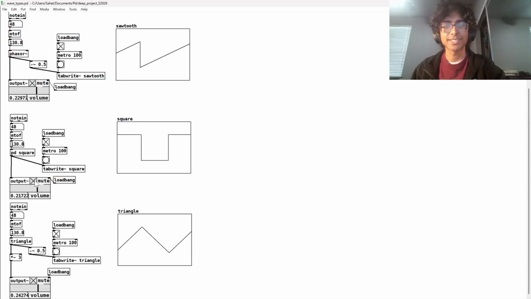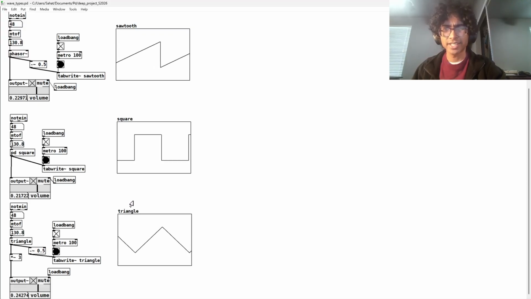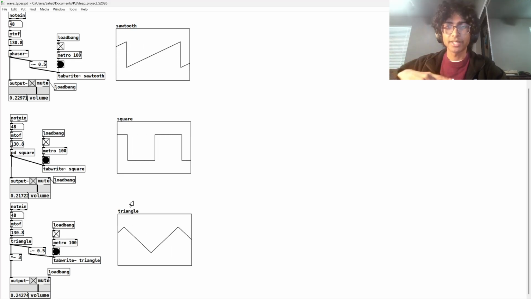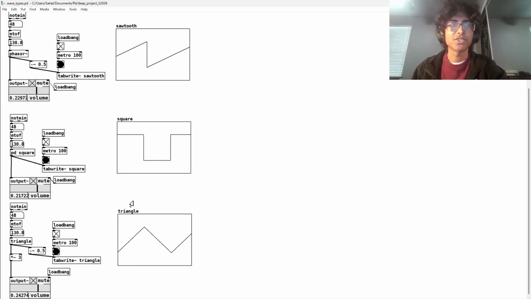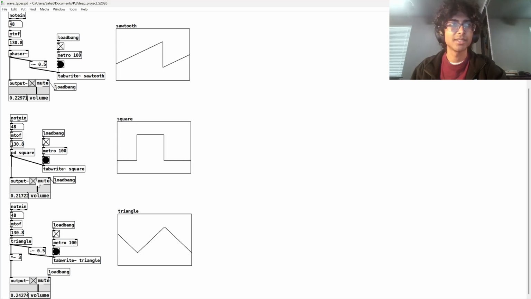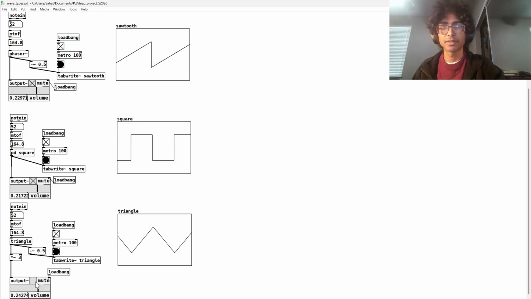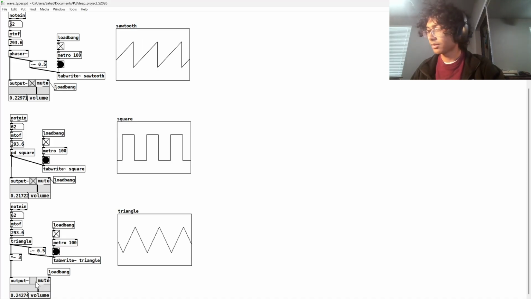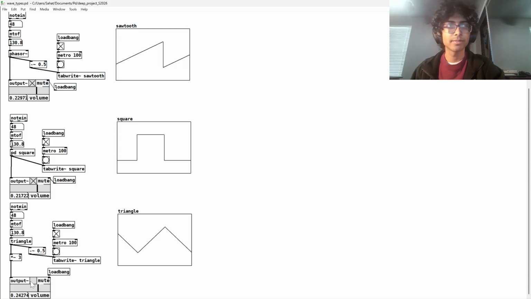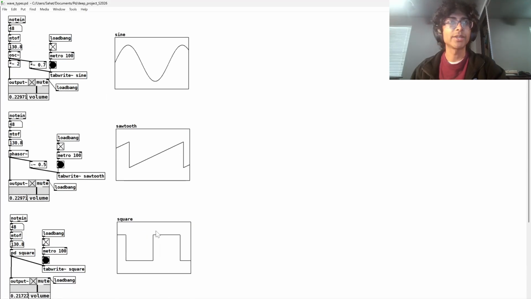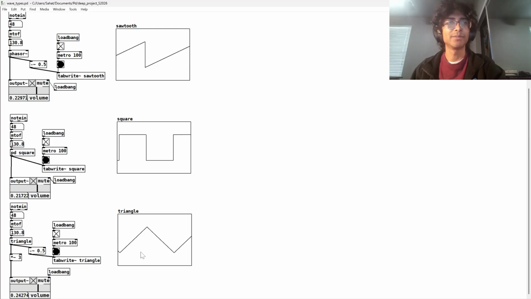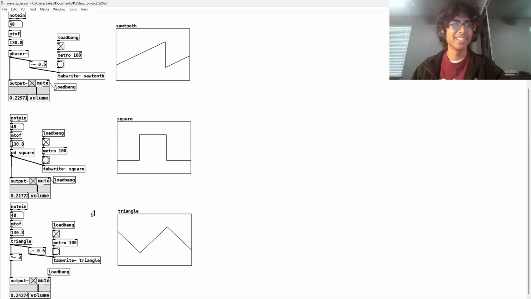A lot of old game systems would use square waves just because they're the easiest to make with a circuit. All you have to do is increase and decrease a voltage by a constant amount. Then a triangle wave. Interestingly, the triangle wave sounds a lot like the sine wave, just because it kind of looks similar.